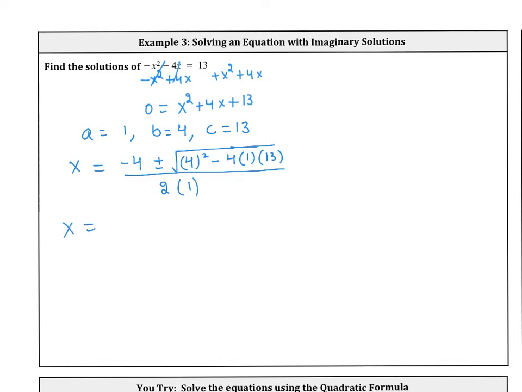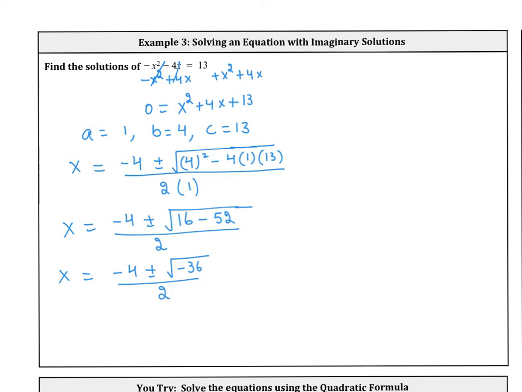You're going to get x equals negative 4 plus or minus the square root of 16 minus 13 times 4, which is 52, divided by 2. X equals negative 4 plus or minus the square root of negative 36, divided by 2. Now this one is going to be imaginary because you're going to get i outside, since there is a negative inside of the square root. So it's going to be 6i divided by 2.